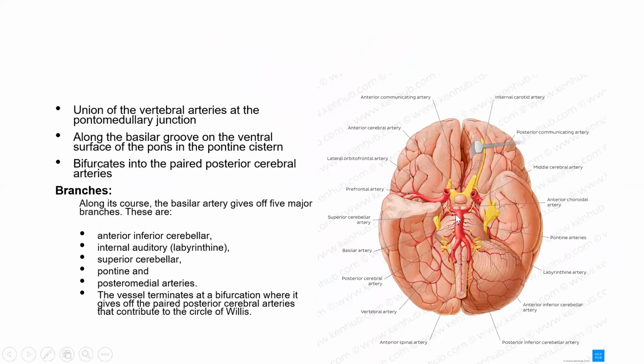And now we are coming to the vertebrobasilar system. So the union of the vertebral arteries at the pontomedullary junction. As I have told you before, these are the two vertebral arteries that join together to form the basilar artery that runs along the basilar groove on the ventral surface of the pons and the pontine cistern. Like I have told you before, the CSF cisterns, the subarachnoid cisterns, are important for vascular surgeons. So you need to remember this.